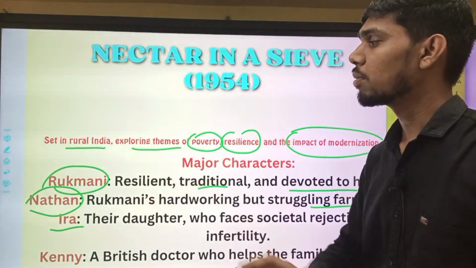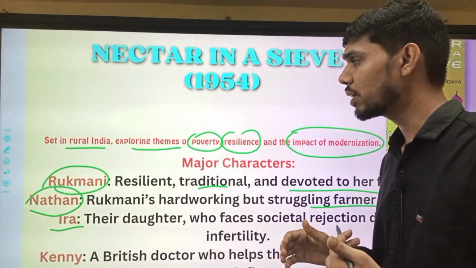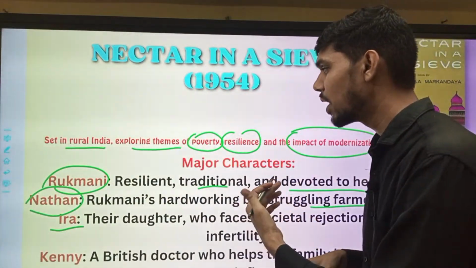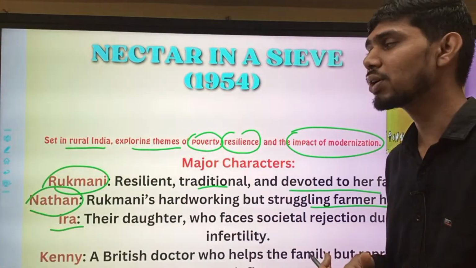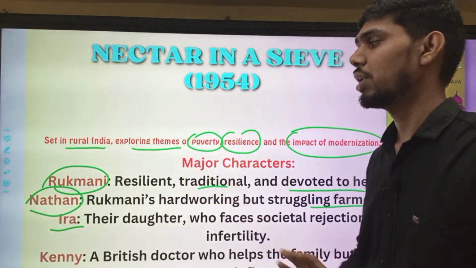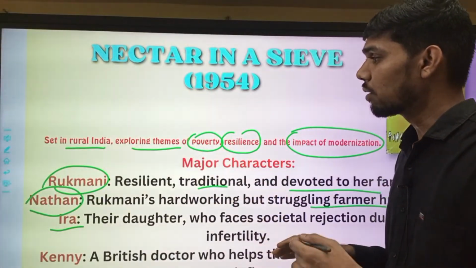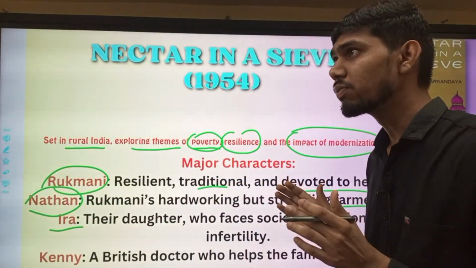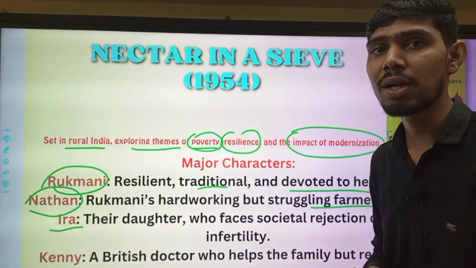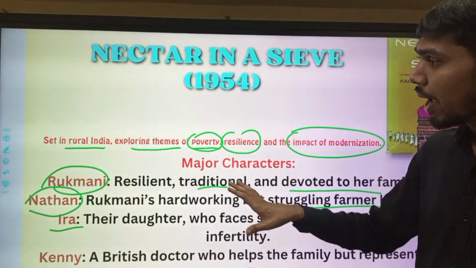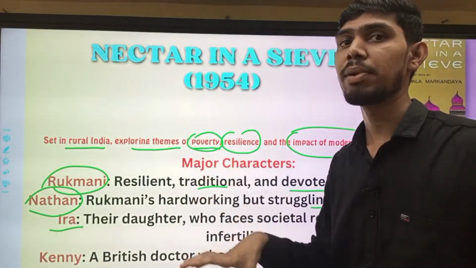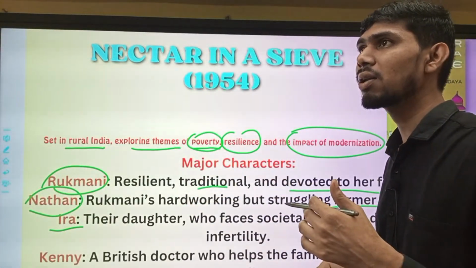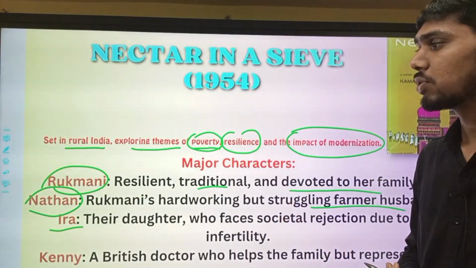Rukmani and Nathan, husband and wife, try to hold and sustain the life of the family, the land, the culture and tradition, but they couldn't sustain it. They were facing poverty and natural disasters like flood and drought. They try to hold their family and their land because they are very afraid of the modernization of the society.